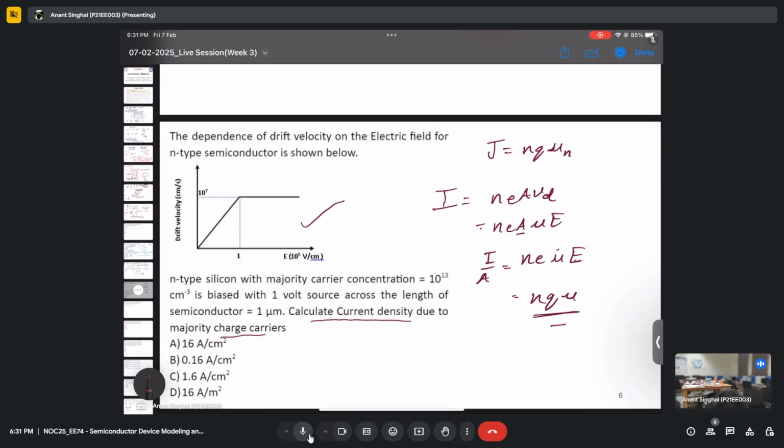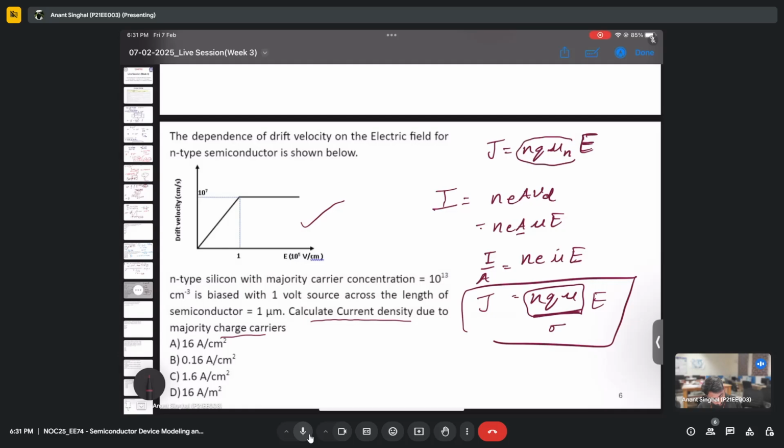J is equal to sigma E. This is the Ohm's law. So that is what it is. NQ mu E. Oh yeah, I left E here. And this part is the conductivity, sigma. I guess you need to calculate the current density. Do you want to try this? Please let me know if you want to try.